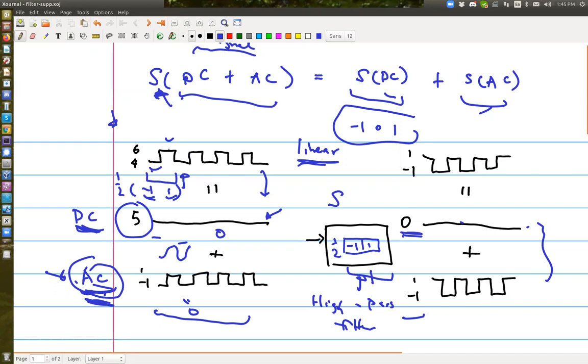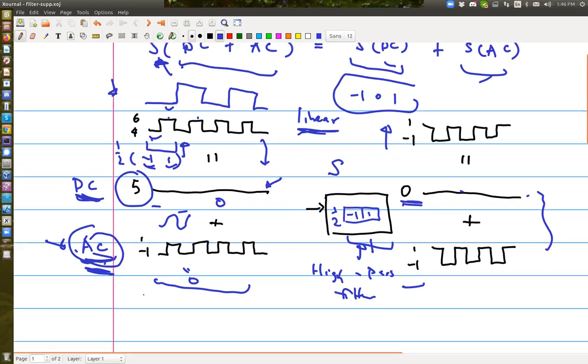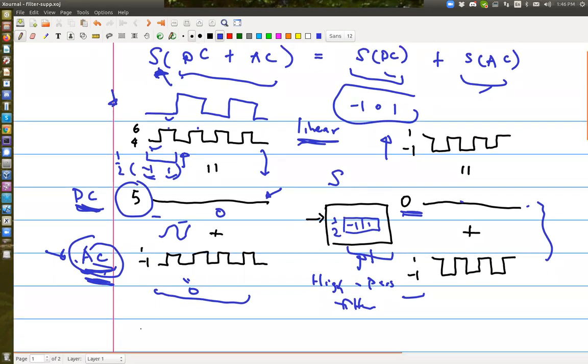Not just oscillating 4 6 4 6 and so on, but maybe I have 4 4 and then 6 6, and then 4 4 and then 6 6. Then you can see that if I have a filter like this, I will have some high pass component passing through that way. What I get is the first value will be 2. Right, the first value will be 2.